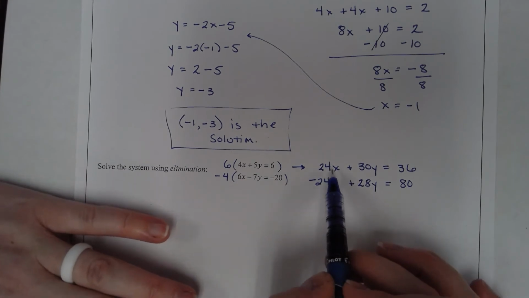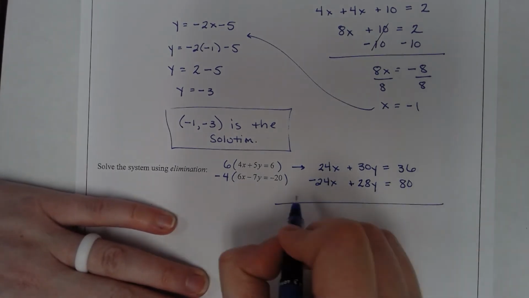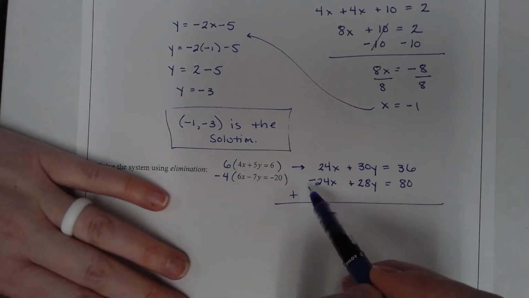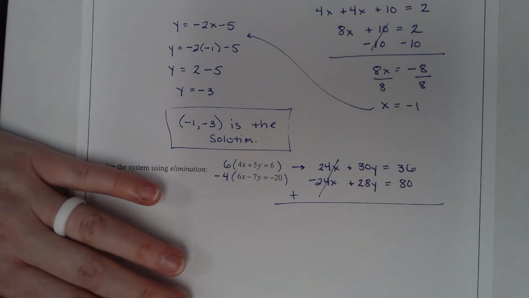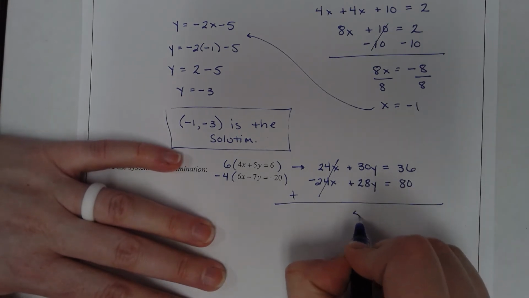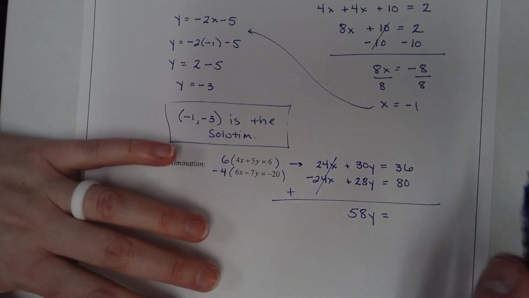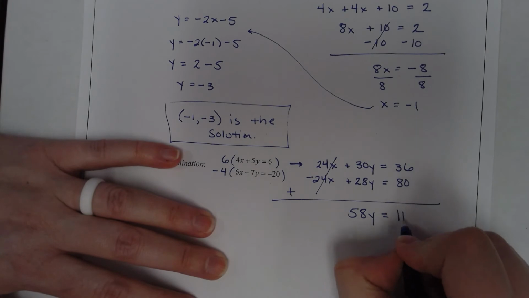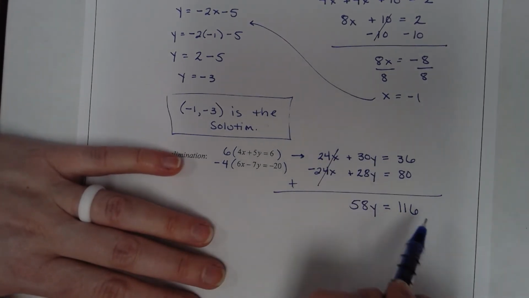Now, I have two numbers that are opposites. I've got a positive 24 and a negative 24. That means I can now add. 24x plus a negative 24x adds up to 0. That's what I want. 30y plus 28y is 58y. And 36 plus 80 is 116. So I'm just adding everything together, going down.